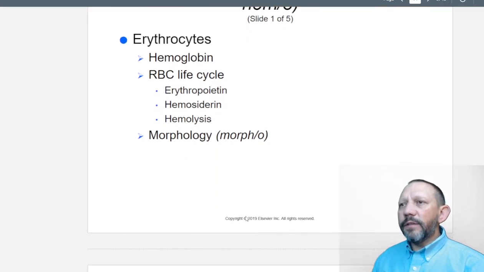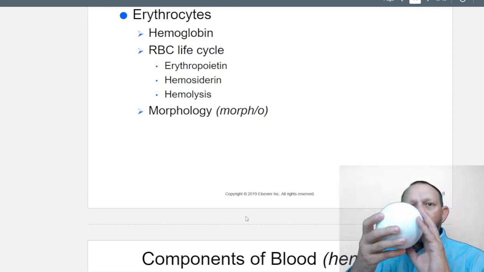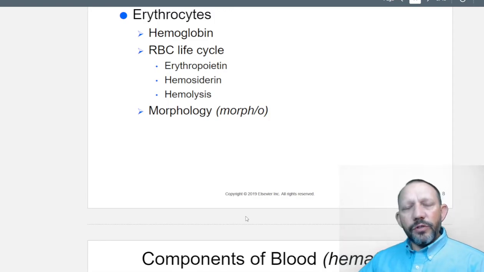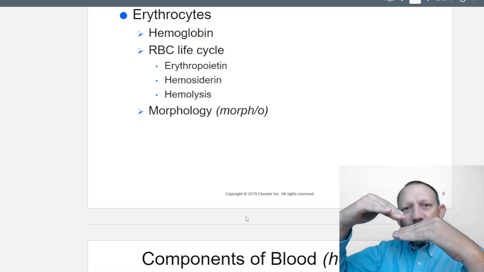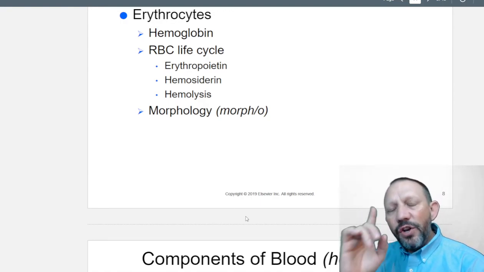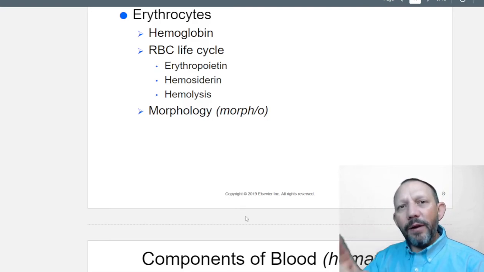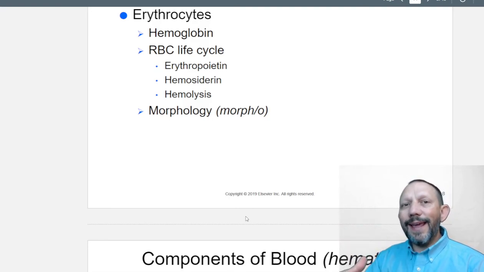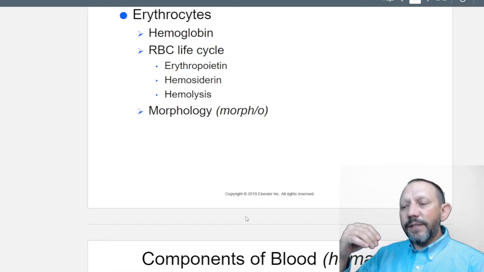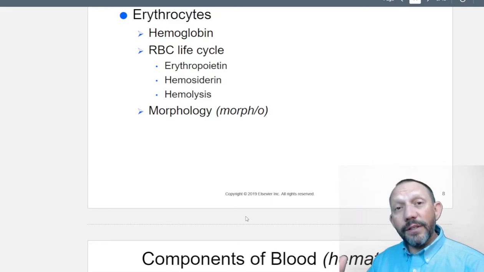Components of blood. Erythrocytes, red blood cells, have hemoglobin. Now they're not typical cells, they're not round like this. Imagine them flattened like a donut, really thin in the middle. So it's like a little round thing with a flattened area. It has no nucleus, so it can't repair itself. Remember, the nucleus has the DNA, and what it does is has the ability to make new proteins to repair itself. The red blood cells don't have that.